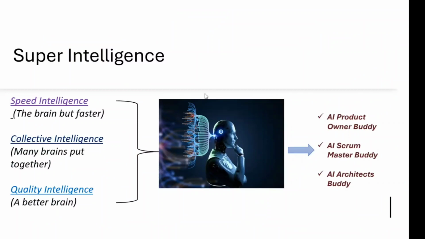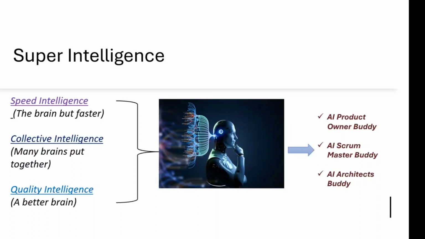So to start with, one thing I want to let you know is that what we're trying to do here is bring in super intelligence, and super intelligence is of three types: speed, collective, and quality intelligence. So we are trying to bring in the aspects of prompting to ChatGPT using these three aspects.